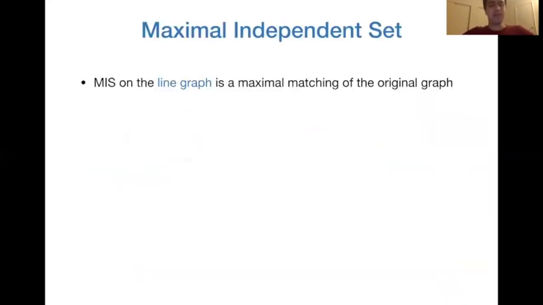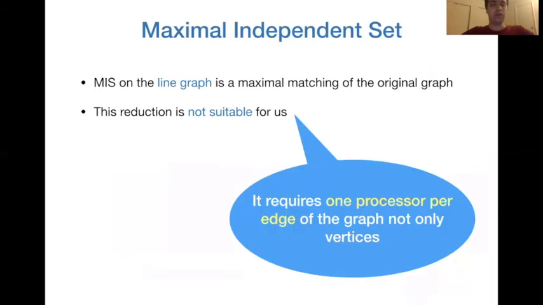Okay, so now let me also tell you briefly how we prove the lower bound for MIS. One thing that comes to mind is that MIS on the line graph corresponds to maximal matching of the original graph. So why don't we just do this standard reduction? The problem is that if you do such a reduction, you're going from the original graph to the line graph, which requires you to put a processor on every edge of the graph. And this is not possible.